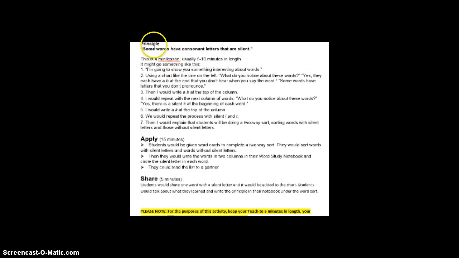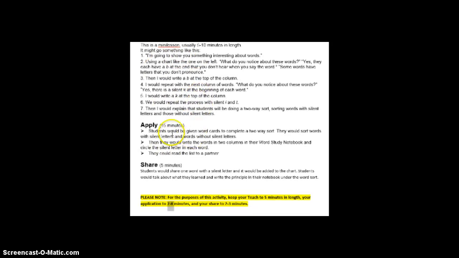So applying, after you've explicitly taught your feature, then you're going to give us a chance to apply them. And this would be a great way for you to incorporate the word study notebook into your lesson. And then lastly would be a share time. This is where students have the opportunity to share as a whole group and partner pairs in silent written response in their word study notebook about what they learned. It's a reflection and a wrap-up opportunity. So you could put the word study notebook requirement either in the apply section or the share section, or both. It's up to you and how much you want to use that.